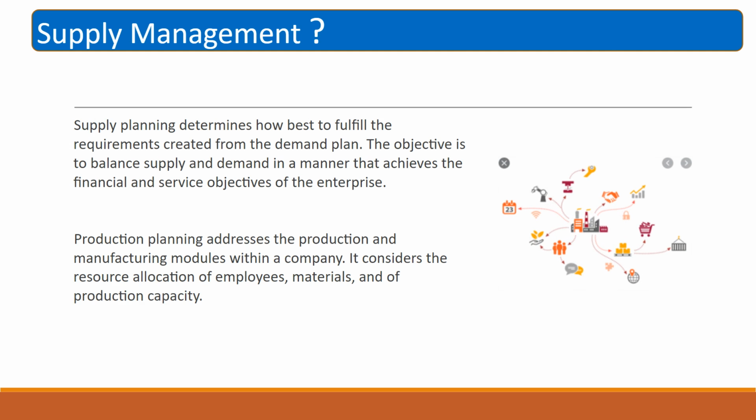Supply management is made up of 5 areas: supply planning, production planning, inventory planning, capacity planning, and distribution planning. Supply planning determines how best to fulfill the requirements created from the demand plan. The objective is to balance supply and demand in a manner that achieves the financial and service objectives of the enterprise. Production planning addresses the production and manufacturing modules within a company. It considers the resource allocation of employees, materials, and of production capacity.